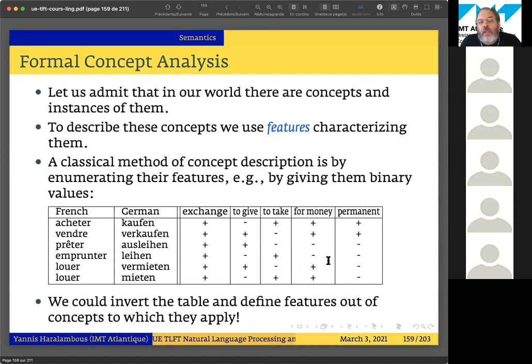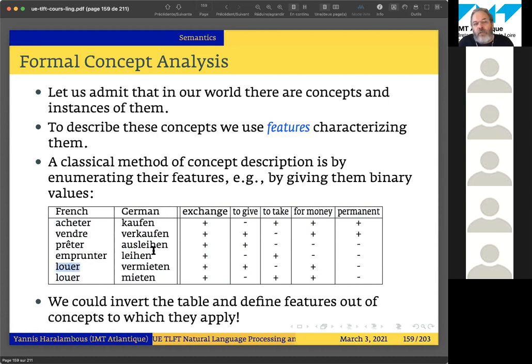If you look at this table, you will see that with these features, you manage to distinguish these terms. So you don't need additional features to distinguish them. These suffice to distinguish the terms. You also see that in French, there are at least two cases where you have the same word, louer.